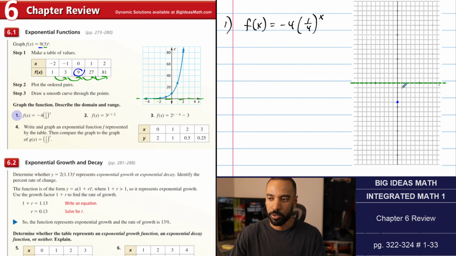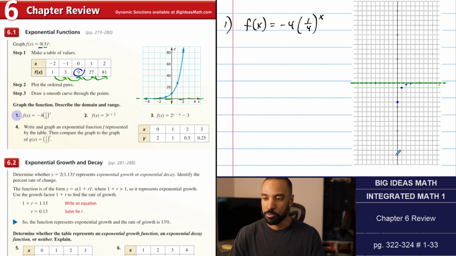Negative 4 divided by 4 is negative 1. And that times 1/4 is negative 1/4 and negative 1/16. So that's the idea of table usage there without actually using the table. If I multiply by 1/4 going this way, then I divide by 1/4 going that way. Same thing as multiplying by 4. Negative 4 times 4 is negative 16, and negative 16 goes way down here.